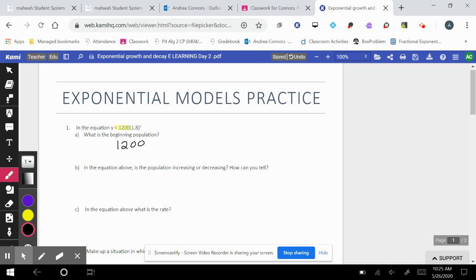In the equation above, is the population increasing or decreasing? That's when you look at the parentheses to your growth or decay factor. Because 1.8 is greater than 1, it is increasing. Because it is exponential growth.